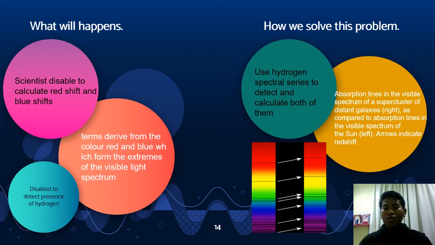Now, how do we solve this problem? First, we can use the hydrogen spectral series to detect and calculate both of them. Absorption lines in the visible spectrum of a supercluster of distant galaxies, which is the right side of the picture, are compared to absorption lines in the visible spectrum of the sun, which is the left side. On the picture, arrows indicate a redshift.